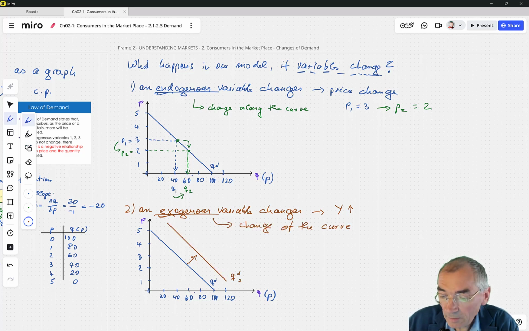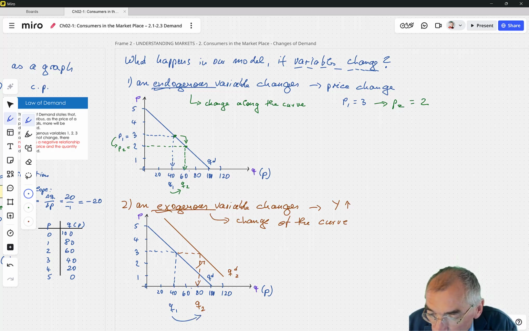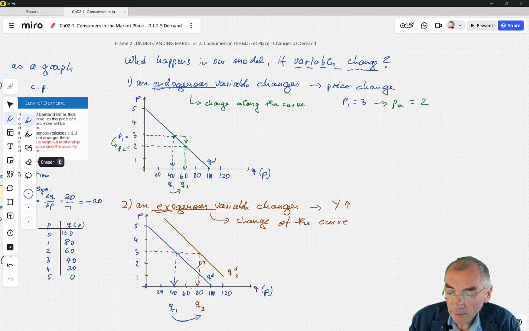The result of this income increasing would be a shift of the demand curve, in this case to the right, because if the income increases, people are typically going to buy more. In our situation that we had before, for a price of 3, the demand is 40. Now at the same price of 3, people would buy more. In this case, something like nearly double, 80. And we see that there is this change from quantity 1 to quantity 2 because the whole curve shifted.